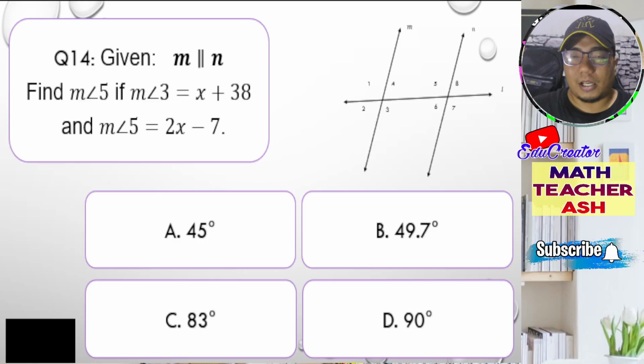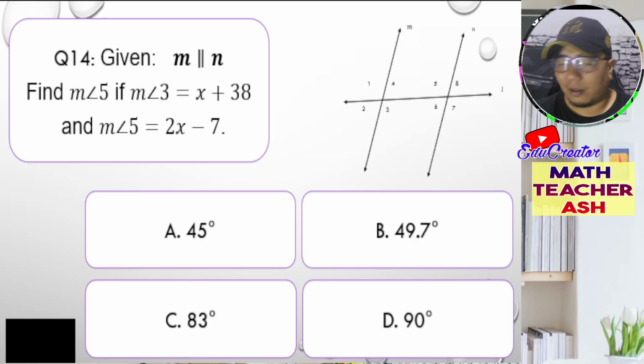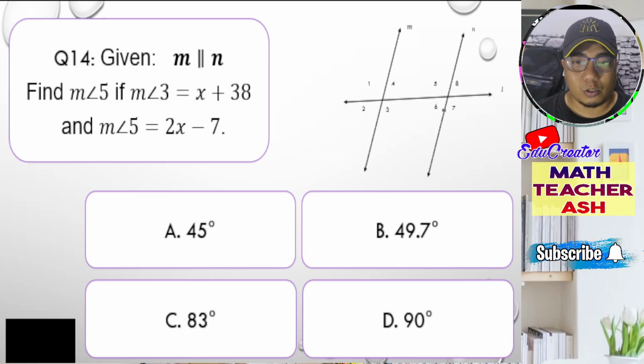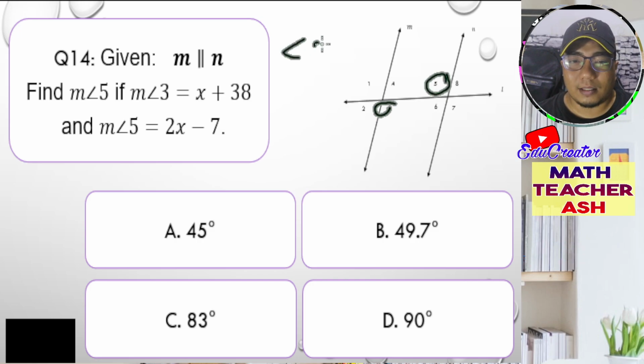Alright, math learners, as you can see here, we have a problem that needs to have a solution, right? Let me just show you this one. We are talking about angle 3. Where is angle 3? This is angle 3. And also we are talking about angle 5. So this is the one. We can say that angle 3 is equal to angle 5.